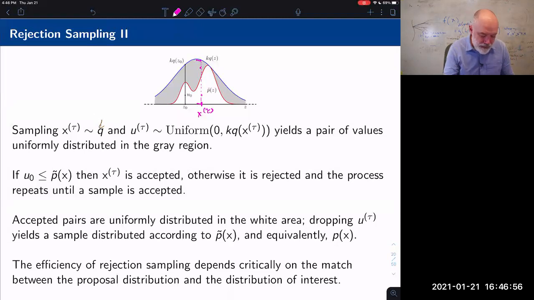And what we're going to say is, if this value u tau is less than p tilde evaluated at the same value x tau, then x tau is accepted. Otherwise, it's rejected and the process repeats until a sample is accepted.